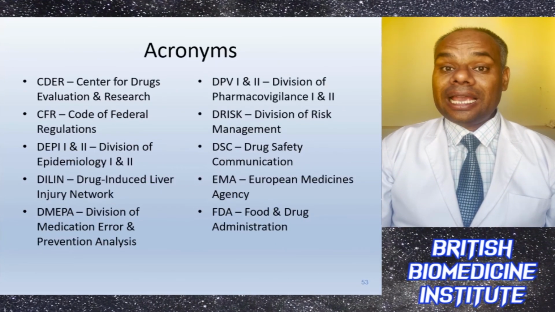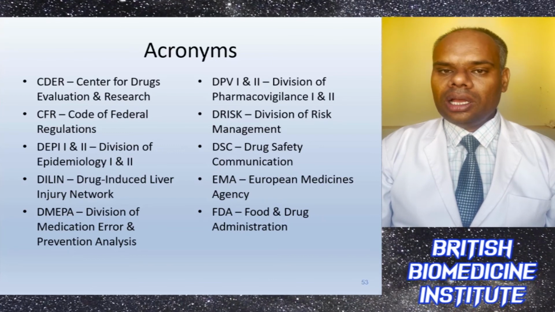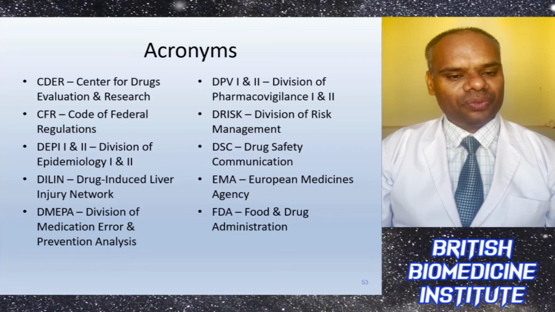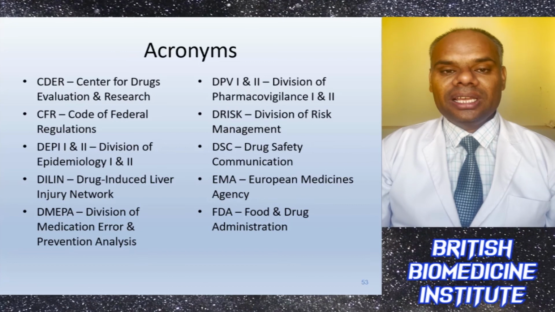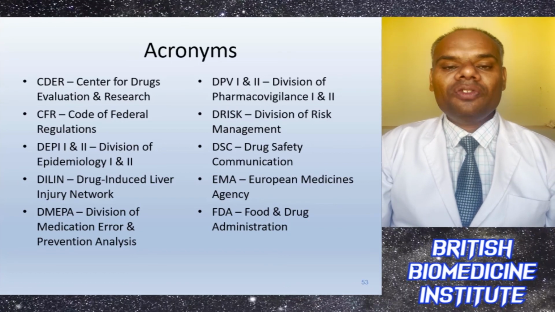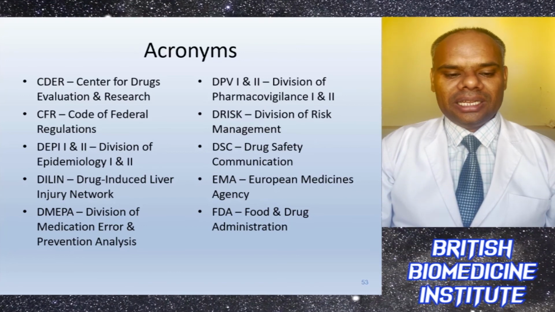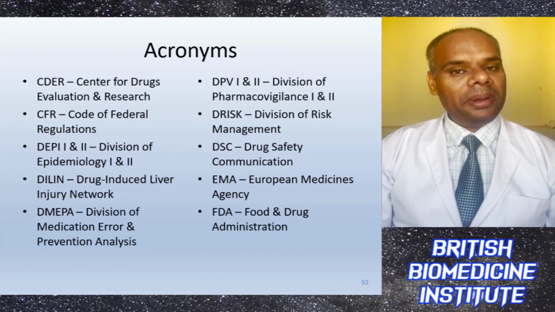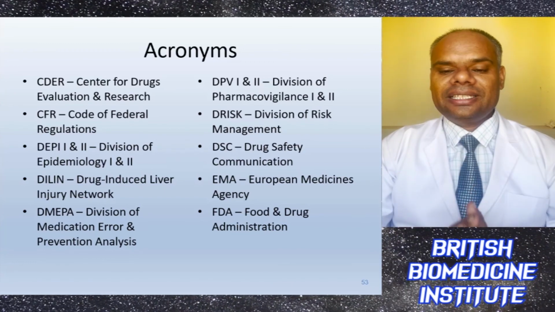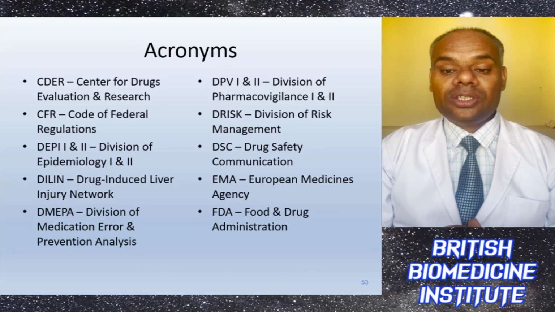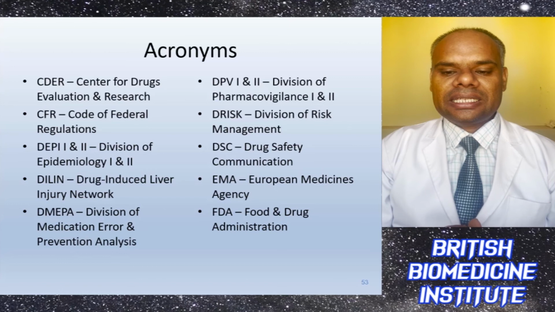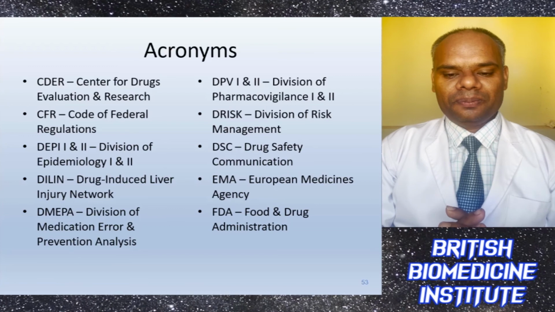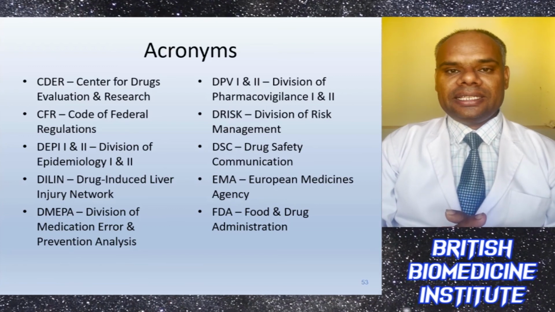So now comes the basic acronyms which are being used in this presentation. I hope you will be able to remember those. CDER, Center for Drug Evaluation and Research. CFR, Code of Federal Regulations. DEP 1 and 2, Division of Epidemiology 1 and 2. DILIN, Drug-Induced Liver Injury Network. DMEPA, Division of Medication Error Prevention and Analysis. DPV 1 and 2, Division of Pharmacovigilance 1 and 2. DRISK, Division of Risk Management. DSC, Drug Safety Communication. EMA, European Medicines Agency.